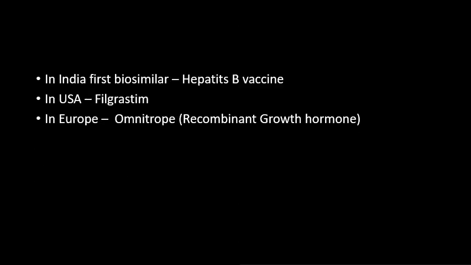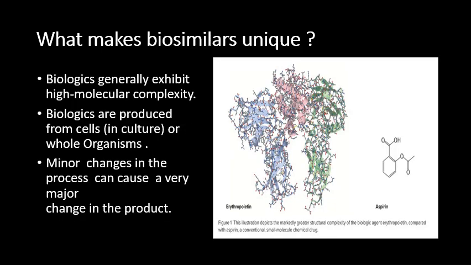So the first biosimilar that was developed in India is a biosimilar of the hepatitis B vaccine. Whereas in the United States, it is the biosimilar of filgrastim. Filgrastim is a colony stimulating factor which can be used in the treatment of neutropenia. And in Europe, the first biosimilar developed is of recombinant growth hormone, and it is called Omnitrope.